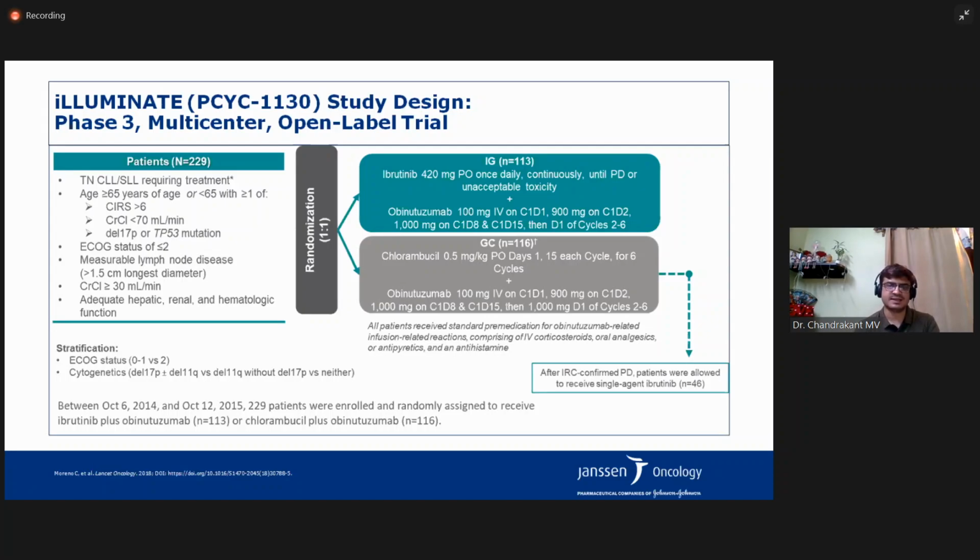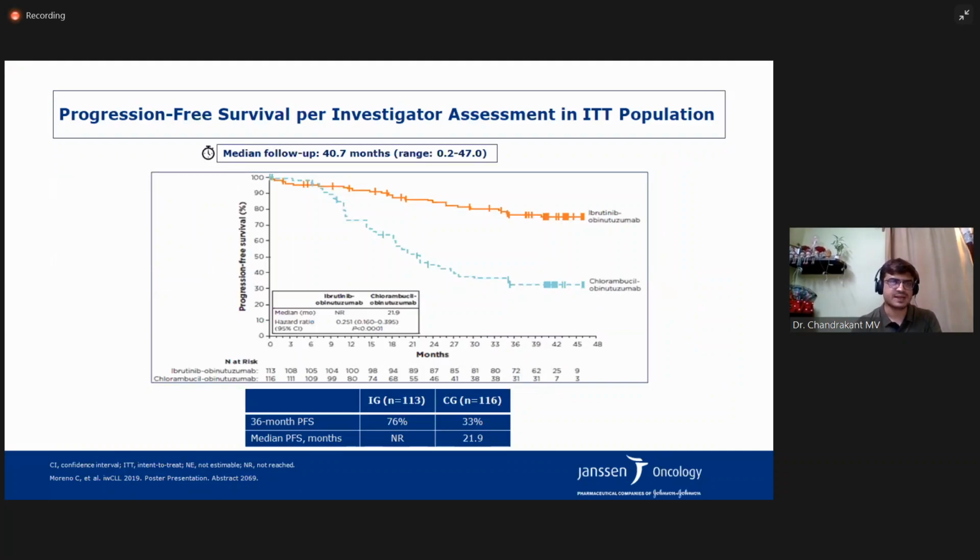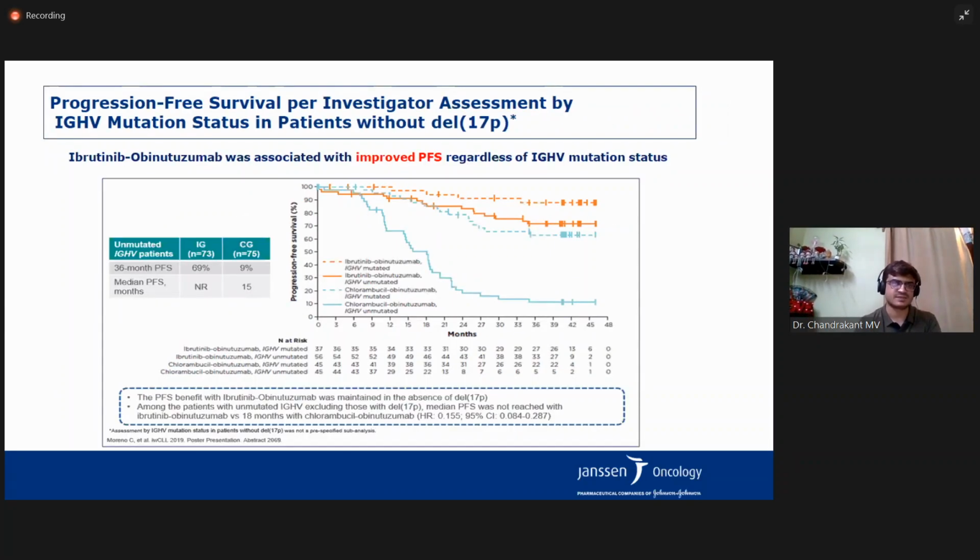So 1:1 randomization, 113 and 116 patients in these arms, ibrutinib 420 once a day with obinutuzumab with the classical day 1, day 2, followed by weekly for the initial, then followed by monthly regimen, versus chlorambucil obinutuzumab. So these were the randomization arms, and the progression-free survival, which was the primary endpoint, was met. It was statistically significant with a hazard ratio of 0.25, and the median PFS was not met, whereas 3-year PFS 76 versus 33% was statistically significant.